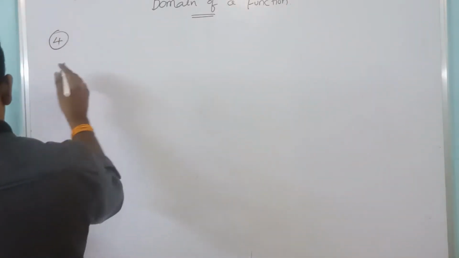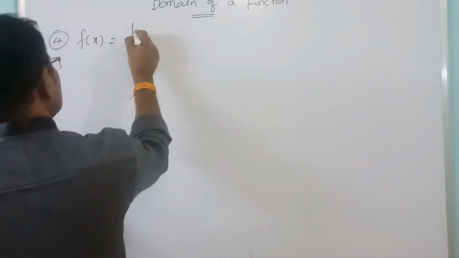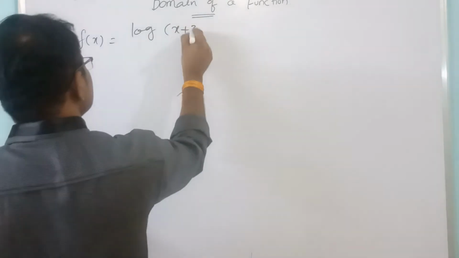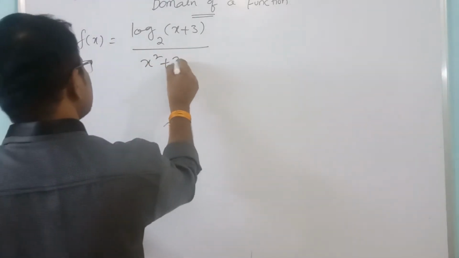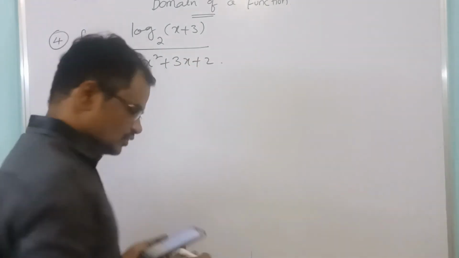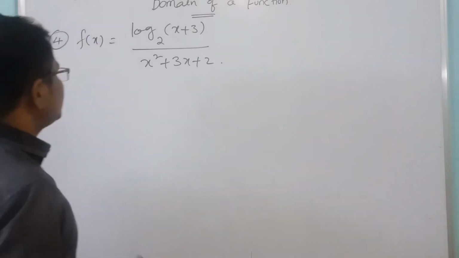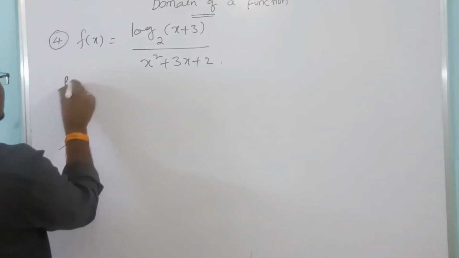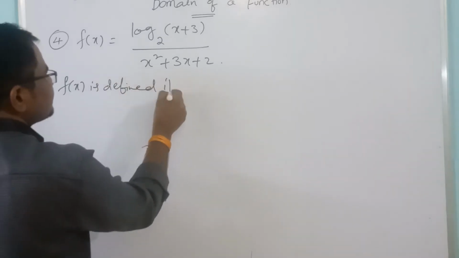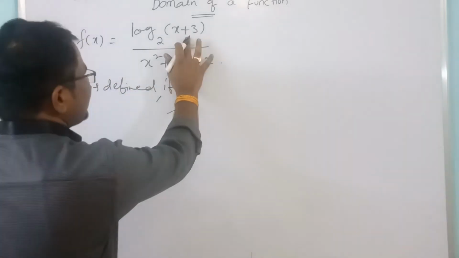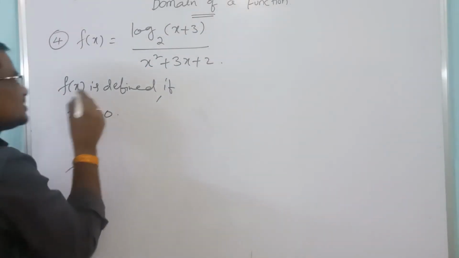Fourth problem, f of x equal to log of x plus 3 to the base 2 divided by x square plus 3x plus 2. Find the domain of this function. See here, this f of x is defined when, in this numerator, definitely x plus 3 is greater than 0, no?